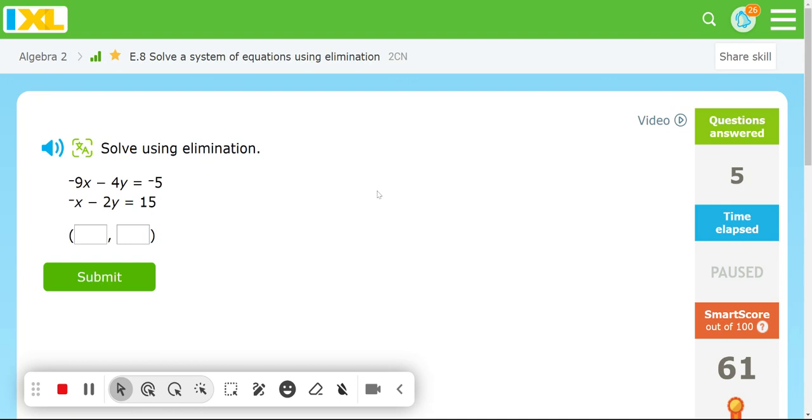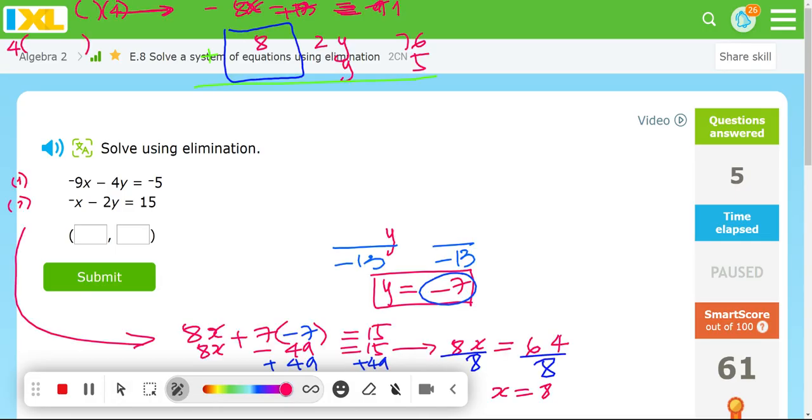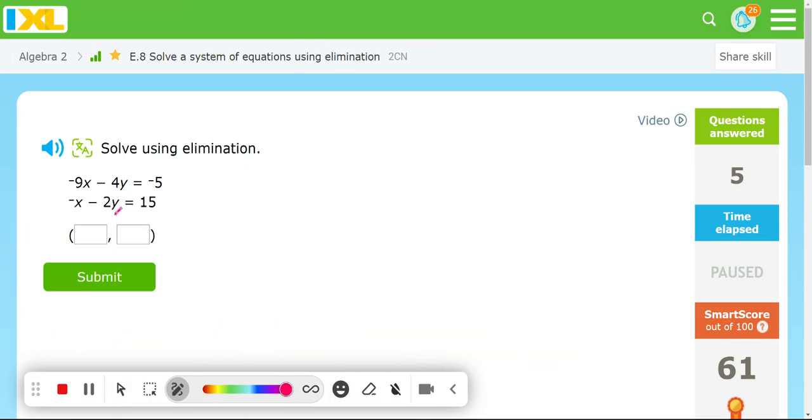So for this equation system, I would love to make the x become opposite terms. So I got negative 9x on the first equation. So the second equation, I would love to make it become positive 9x. So I would multiply the second equation both sides by negative 9. All right? By negative 9. Okay, so let's do that.